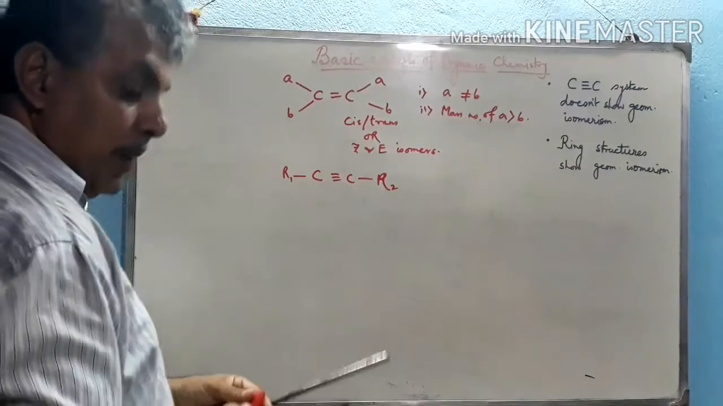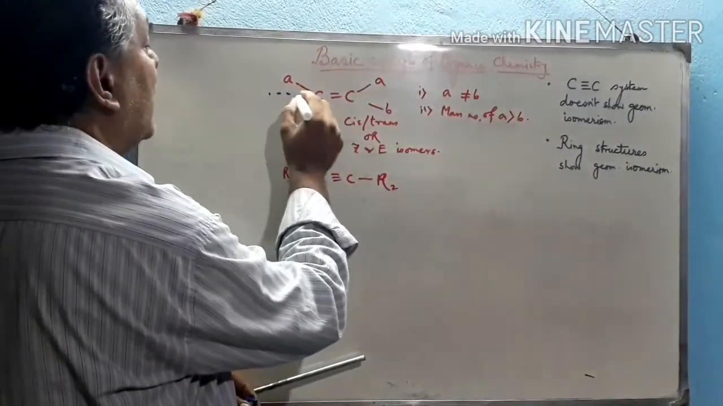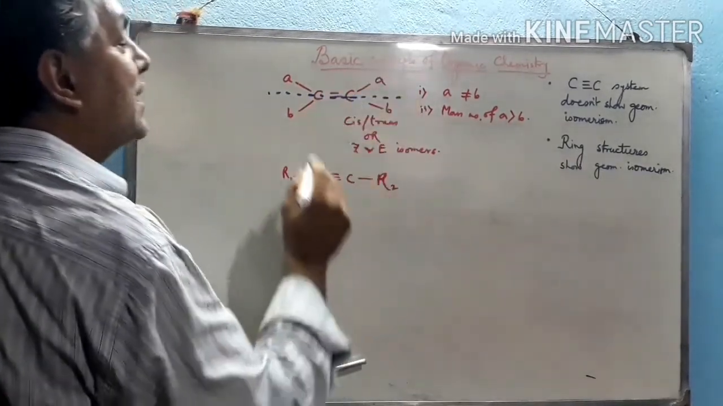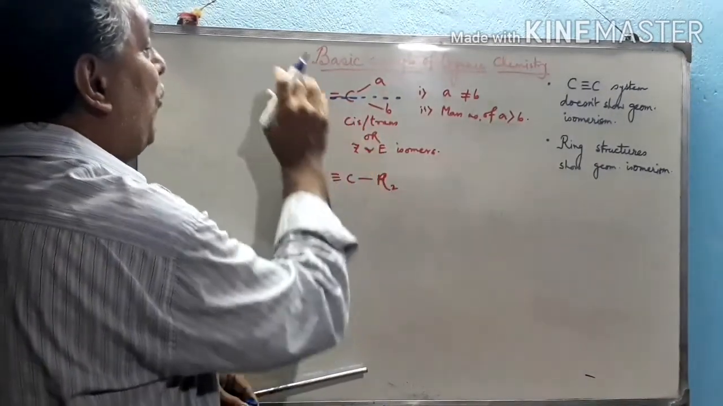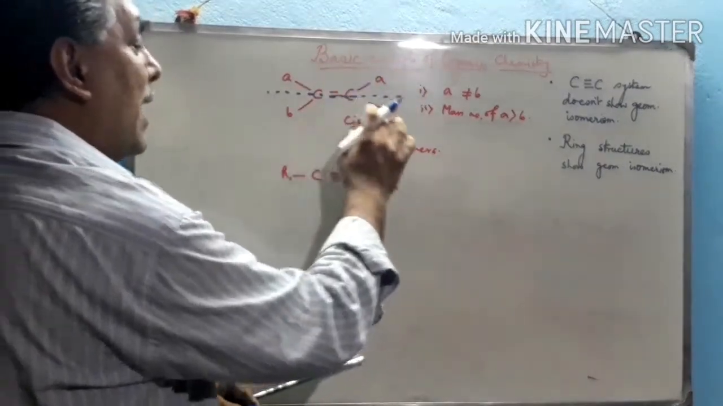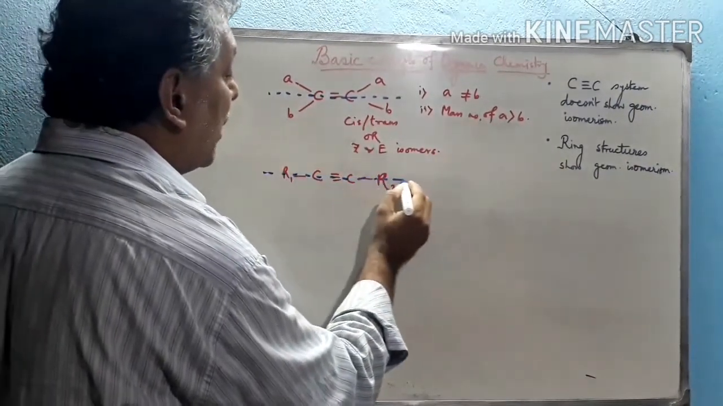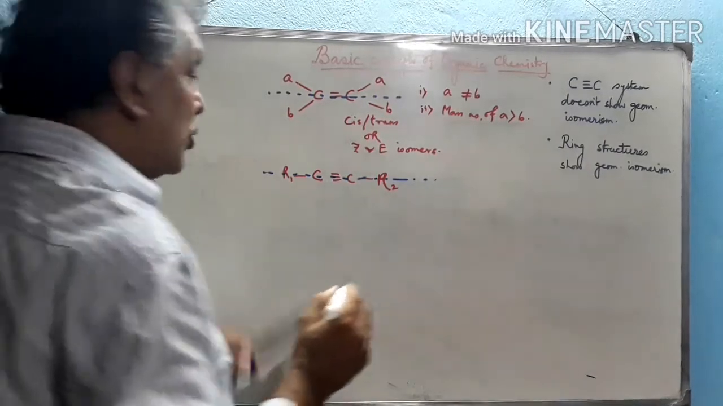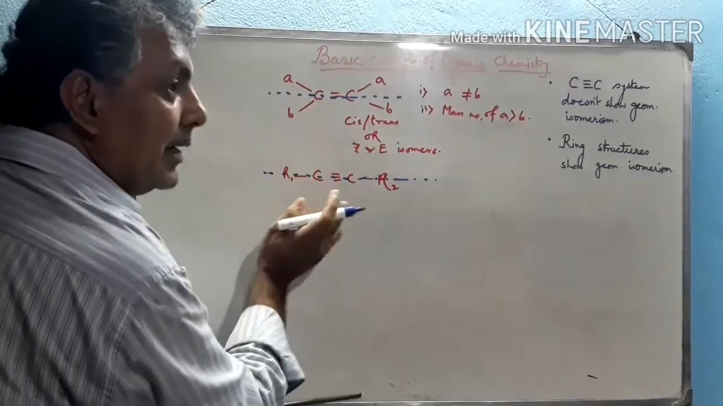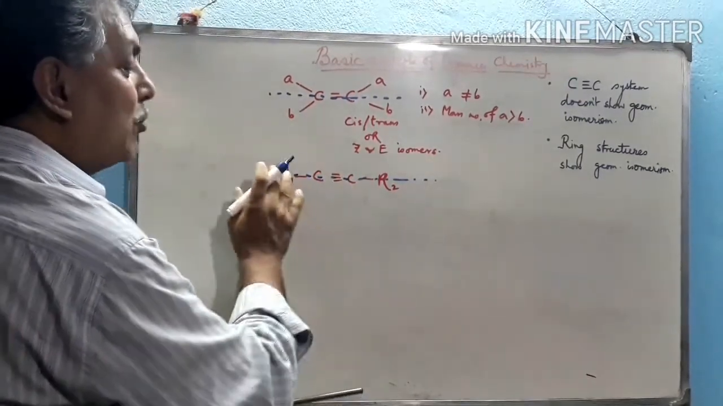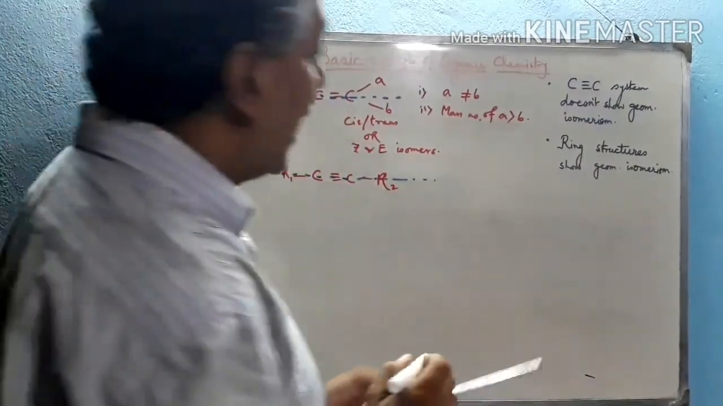If we draw an imaginary plane with respect to a rigid system according to the condition of geometrical isomerism, and A and A are on the same side, then this is called cis or Z. If A and A are on opposite sides, then it is called trans or E isomer. But here, if we draw the imaginary plane, the plane goes through R1 and R2, so we can't say which is the same side and which is the opposite side. That's why the C triple bond C system doesn't show geometrical isomerism.